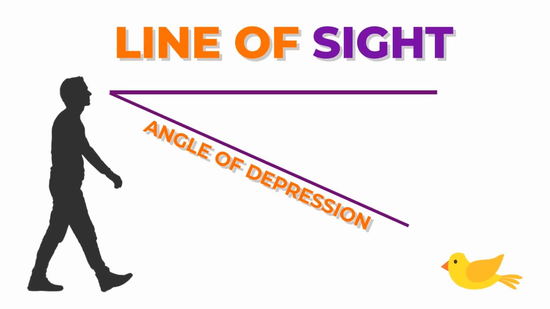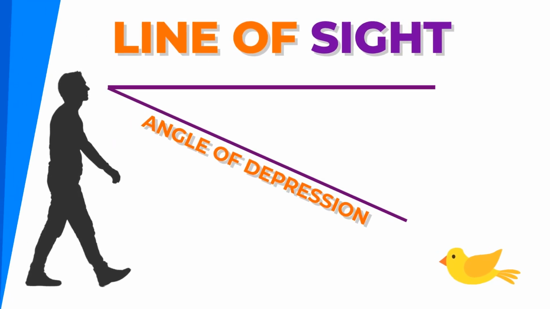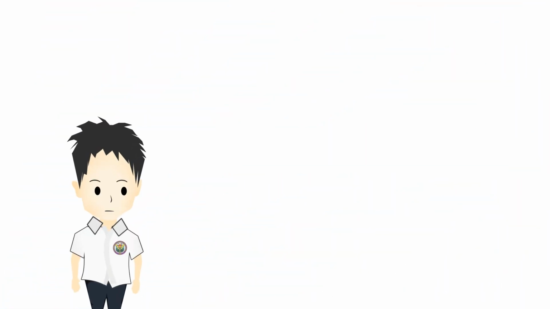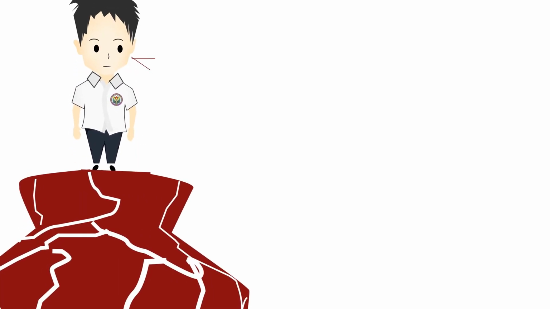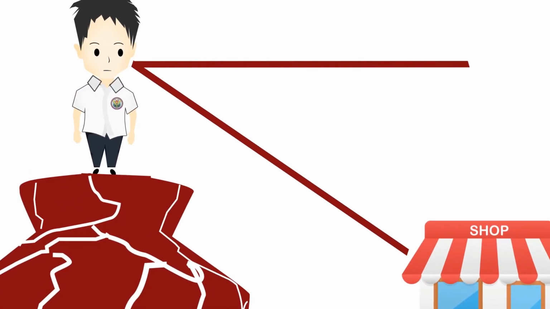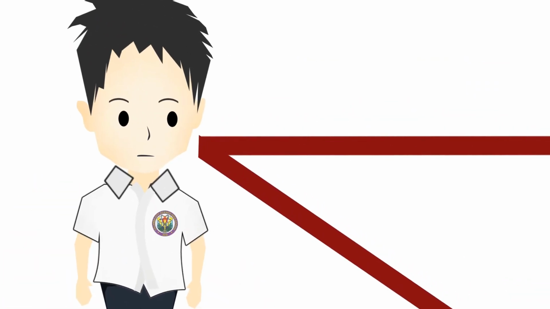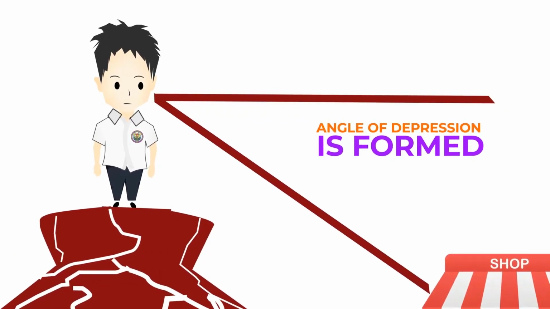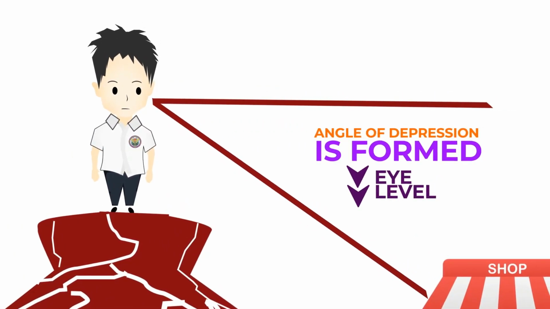the angle of depression. In this example, you can see that a student standing in the banga is looking downward to the souvenir store. From the eye level of that student to the souvenir store, an angle of depression was formed since the object he is looking at is below the eye level.